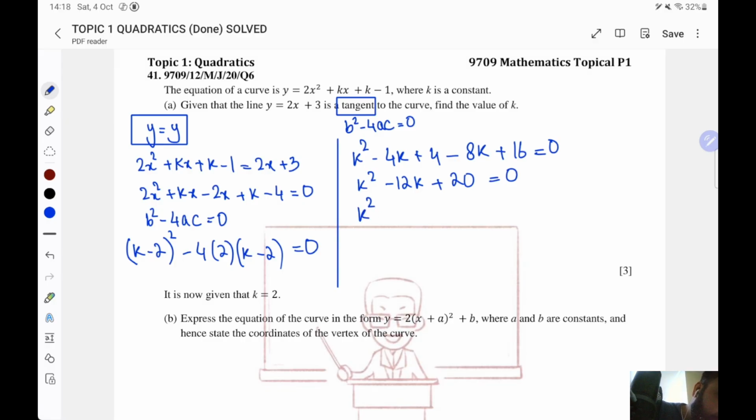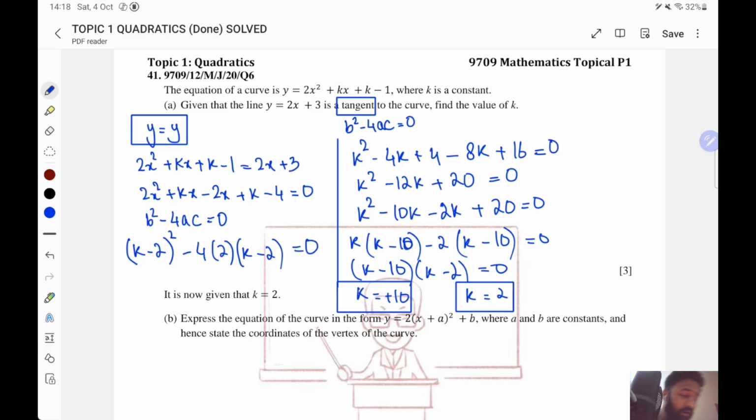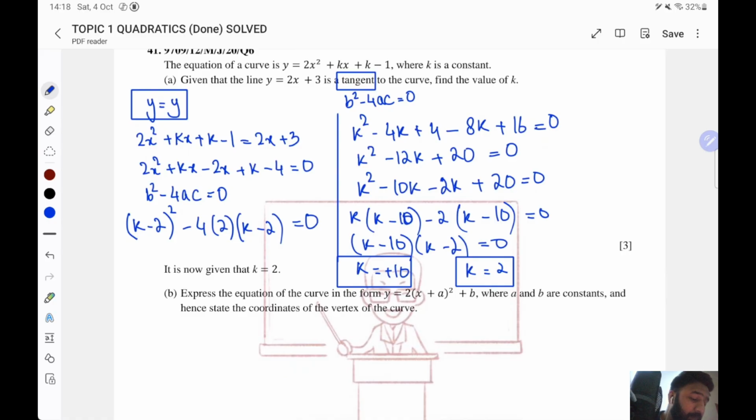So the two factors will be minus 10 and minus 2. So you will take k as common, k minus 10, minus 2 will be common from the next. So the two brackets will be k minus 10 and k minus 2. So the two answers of k will be plus 10 and the other answer will be plus 2. Now he says that it is now given that the value of k is 2. The value of k is given to you as 2.